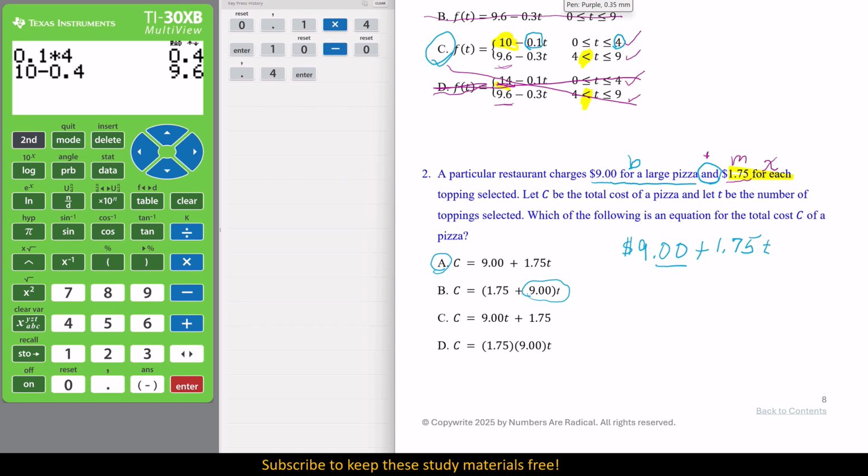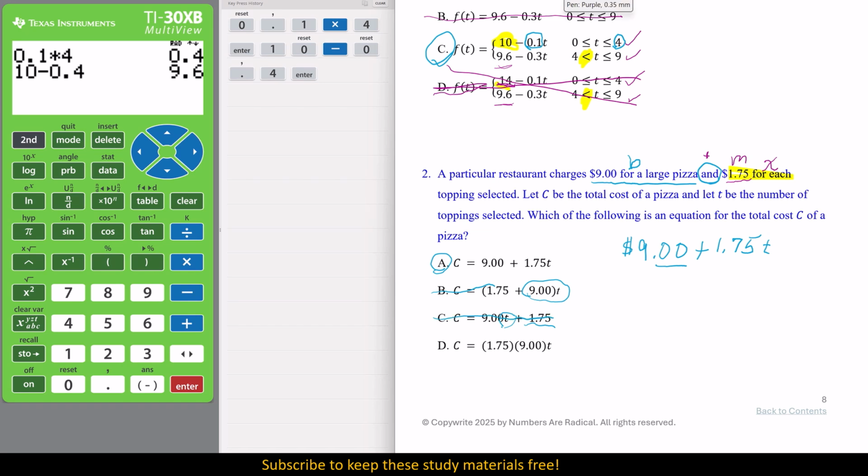Now C, it could fool you. You might be tempted here, but again, what this is saying is that we're going to charge you $1.75 for the pizza and then $9 for every topping. Those are expensive toppings. The pizza may be inexpensive at $1.75, but $9 for each topping. I think there would be some extremely angry customers. So let's mark out C and let's look at D.